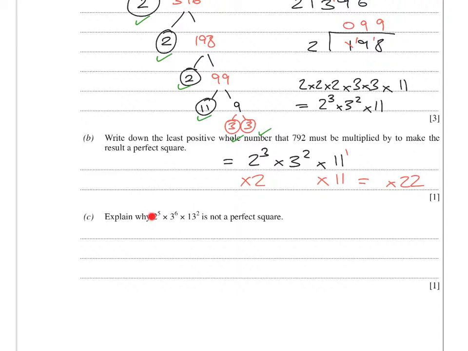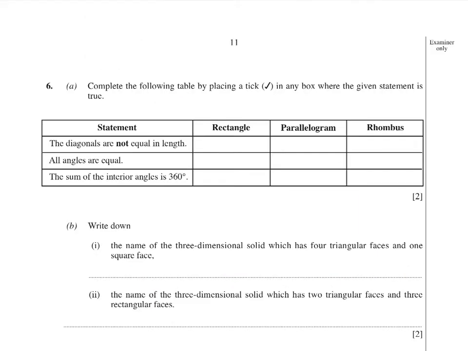Explain why this is or is not a perfect square. Literally just because all powers are not even. That's all you have to say. If it said explain why it is a perfect square, all powers are even. But look, check them. That's an odd number. Even though the 2 is even, it's all to do with the powers or the indices.